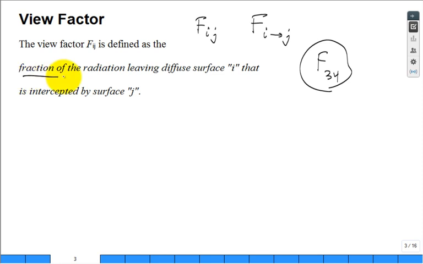So it's the fraction of radiant energy that leaves diffusely from surface I. That means it's going out in that particular direction. It's a diffuse emitter and is intercepted by, or it lands on, surface J.